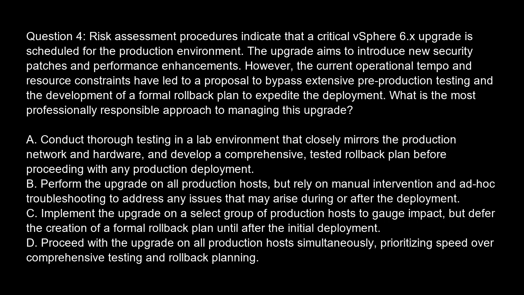Option A. Conduct thorough testing in a lab environment that closely mirrors the production network and hardware, and develop a comprehensive, tested rollback plan before proceeding with any production deployment. Option B. Perform the upgrade on all production hosts, but rely on manual intervention and ad hoc troubleshooting to address any issues that may arise during or after the deployment. Option C. Implement the upgrade on a select group of production hosts to gauge impact, but defer the creation of a formal rollback plan until after the initial deployment. Option D. Proceed with the upgrade on all production hosts simultaneously, prioritizing speed over comprehensive testing and rollback planning.